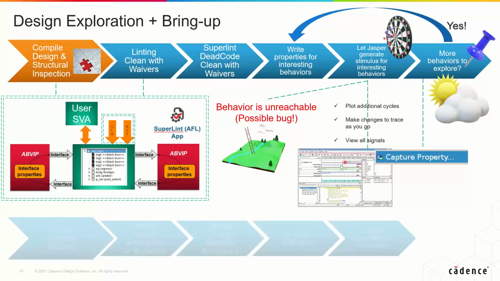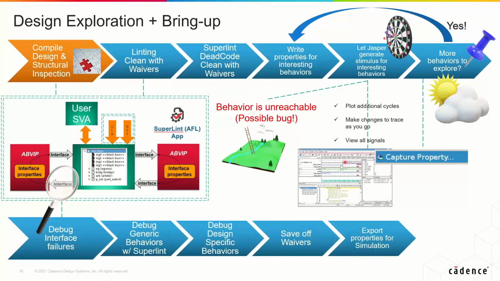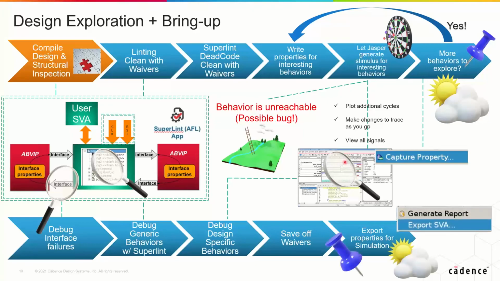Once we are done with all of this exploration process, we can then move to debugging the interface failures, for example, debugging more generic behaviors with Superlint, such as the overflow checks or the out-of-bounds access. We can start looking at the design-specific behaviors, which are the more complex assertions that were written. And again, every time you see a cover, a waveform of what you're trying to prove, you can capture that into a property. And finally, exporting that to SVA.